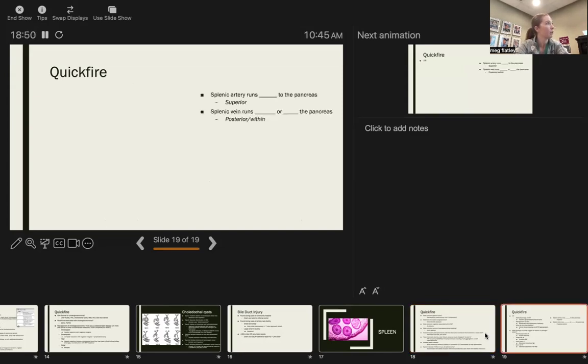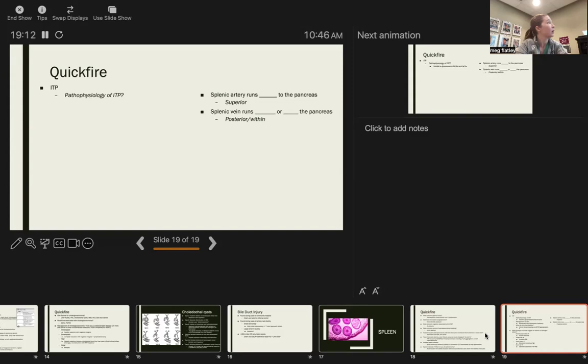All right, some anatomy questions. This was actually on last year's ABSITE, I think. But I wrote the answer, so that's a shame. So the splenic artery is going to run superior to the pancreas. The splenic vein runs posterior or within the pancreas. So artery is superior, vein is posterior. For whatever reason, I think that makes sense or is easy to remember.